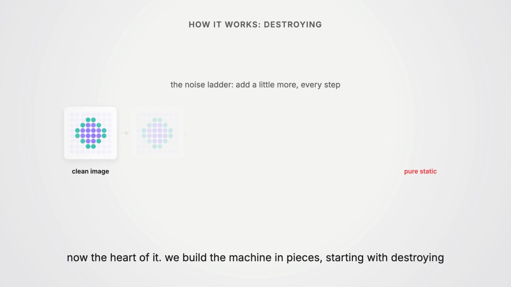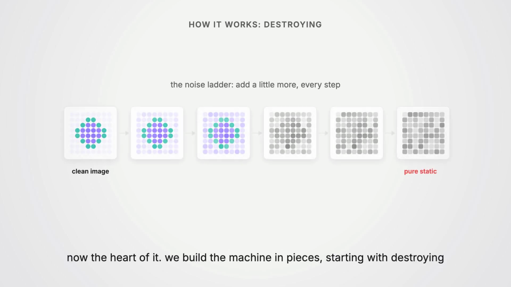Now the heart of it. We will build the machine in pieces, starting with the easy half, destroying. Take a clean image. In the original models, this happened over a long ladder of steps, around 1,000 of them, though newer models use far fewer. At each step you add a tiny bit of Gaussian noise, a small random fuzz, following a fixed schedule that starts gentle and grows.